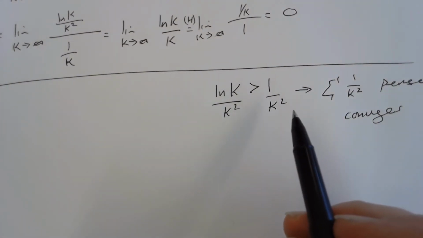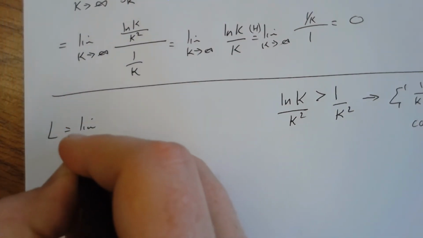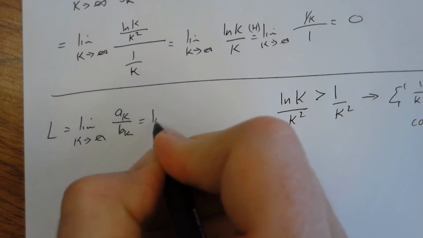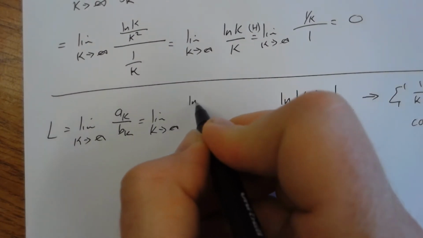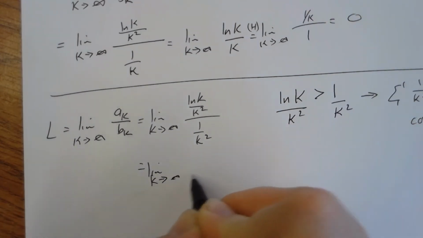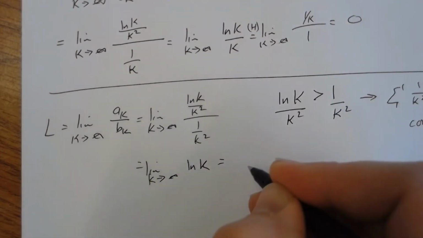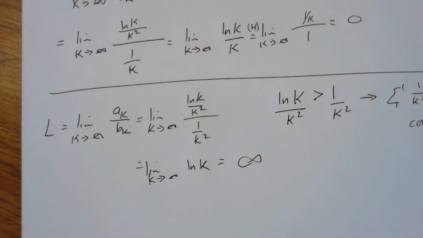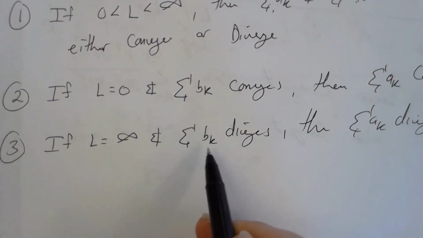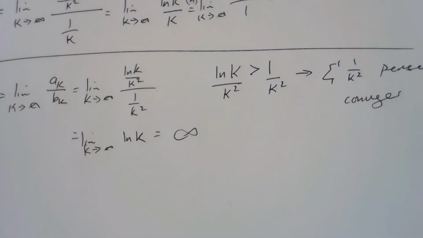With this understanding that this is a convergent p-series, I'm going to use that limit comparison test again, with a sub k over b sub k. This is going to be the limit as k goes to infinity of the natural log of k over k squared, divided by 1 over k squared, and therefore I get the limit as k goes to infinity of simply the natural log of k when it all simplifies down, which actually is a problem. Because if you recall one more time, the limit comparison test specifically says if L equals infinity, then the sum of b sub k must diverge for a sub k to diverge, and the series we brought to the table converged. So once again, we're down to nothing.